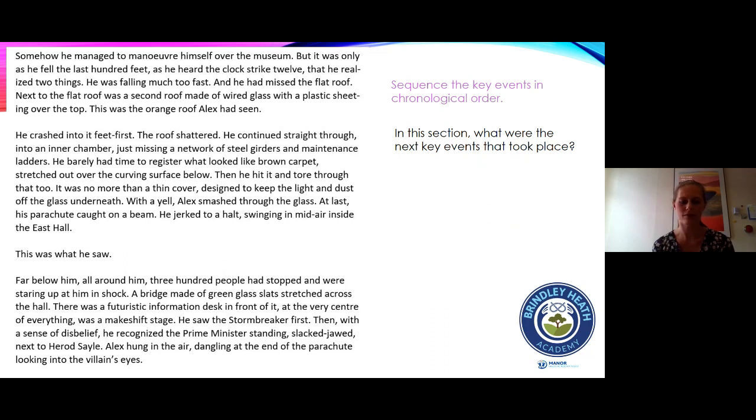He saw the Stormbreaker first. Then, with a sense of disbelief, he recognised the Prime Minister standing slack-jawed next to Herod Sale. Alex hung in the air, dangling at the end of the parachute, looking into the villain's eyes.